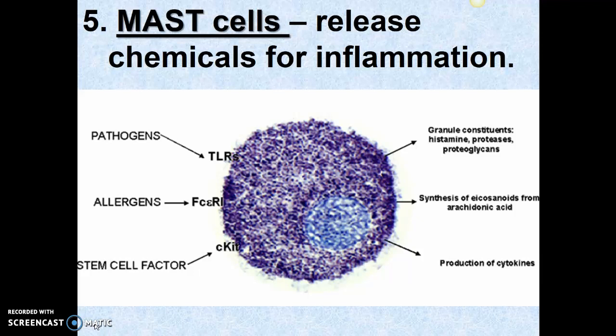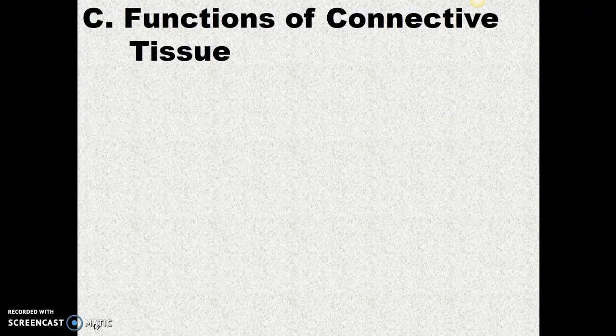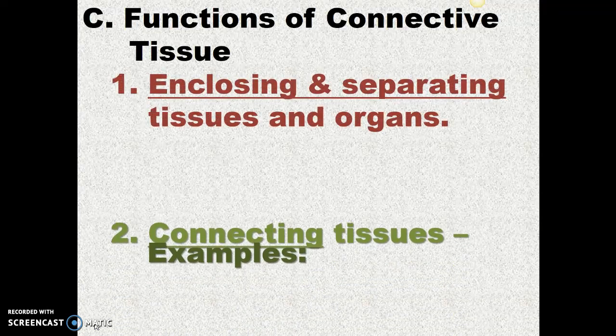Mast cells are a type of blood cell, which is still connective tissue, and they give off histamines and granules for inflammation. Functions of the connective tissue: they separate, they connect tissue.